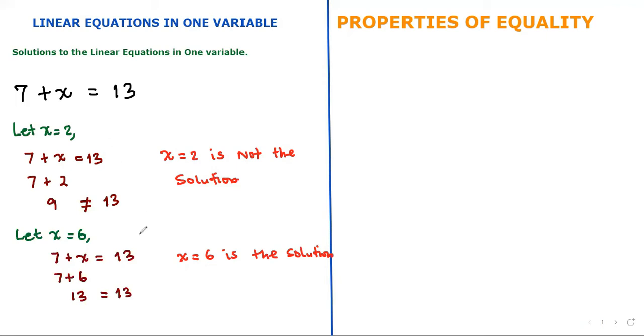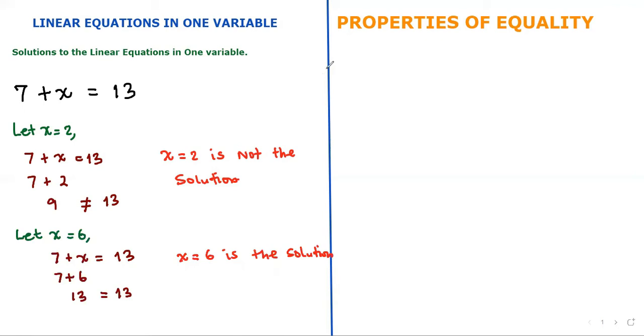So since once we substitute 6 for x and we get 13, then x equals 6 is the solution to this equation. But now, if we keep on trying to guess, let's try 2 and find out if it is a solution. Let's try 10. Let's try 6, then we see that it is a solution. This takes us a lot of time to come up with a solution.